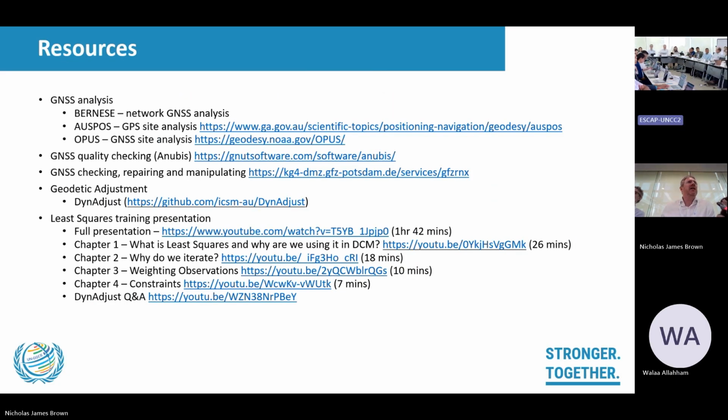There's also a link here to talk about network GNSS analysis and some links and resources around what techniques you can use for things like GNSS quality checking. Some of you might have heard of the Anubis software. There's also some software on repairing and manipulating data, GFZ to RNX, that's available. There's a link through there to DynaJust, as well as some presentations that go through the steps of the least squares processing in more detail.